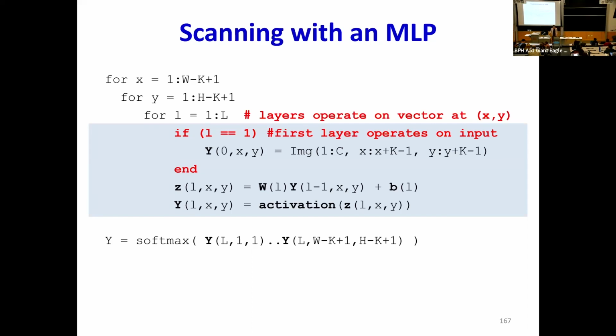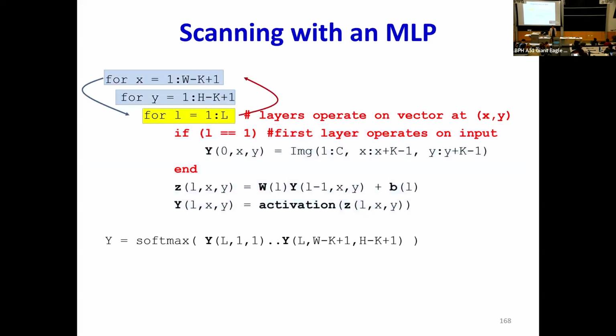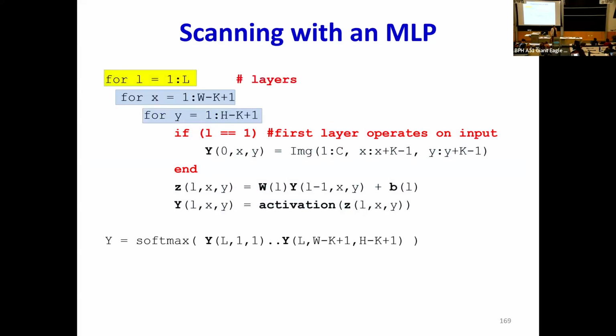So what did we do when we changed the order? Again, we just flipped the order of the indices, right? We moved the layer index out to the top, and we moved the scanning loops into the network, into the inner loop. And so what we are doing now is scanning. Each layer is scanning the input, and then every subsequent layer is scanning the output of the previous layers.